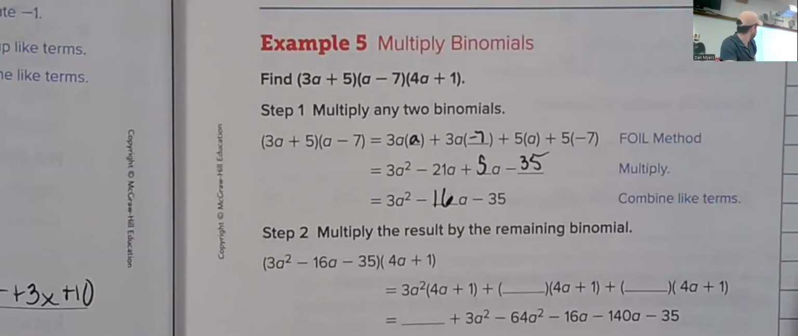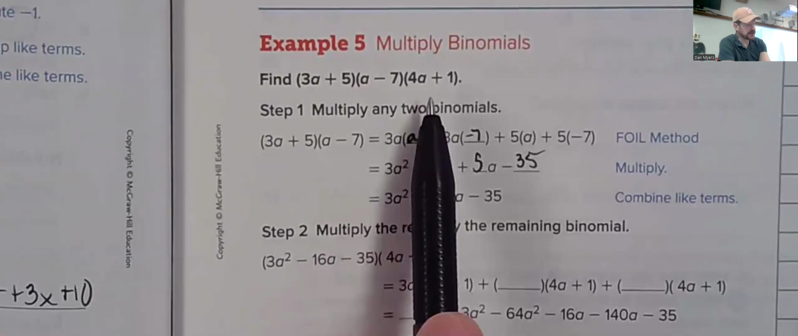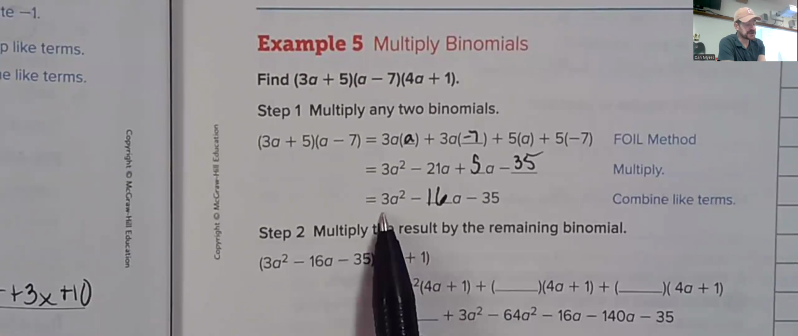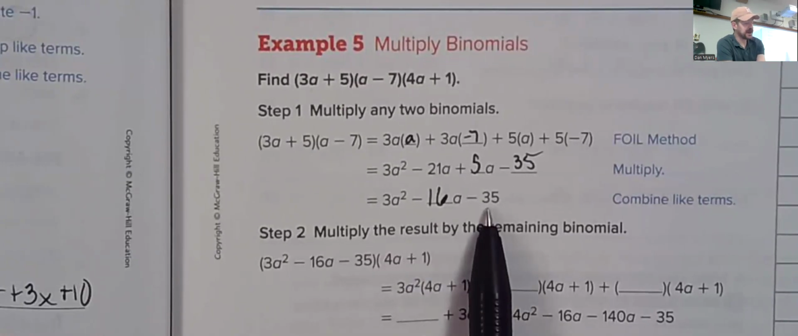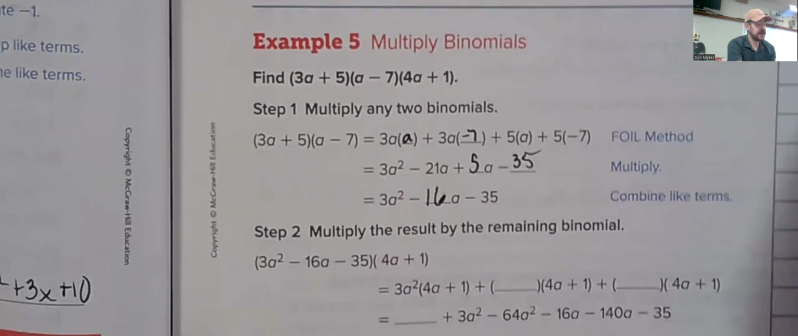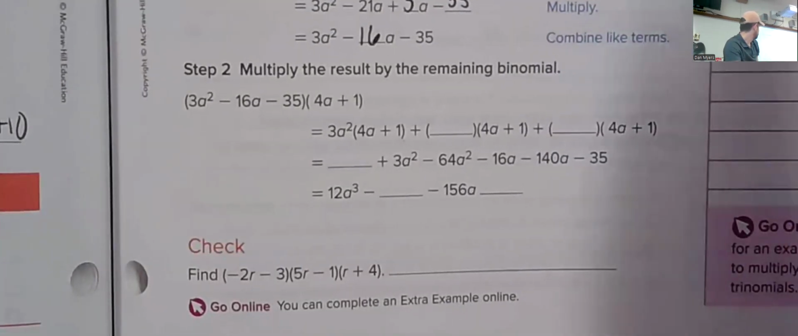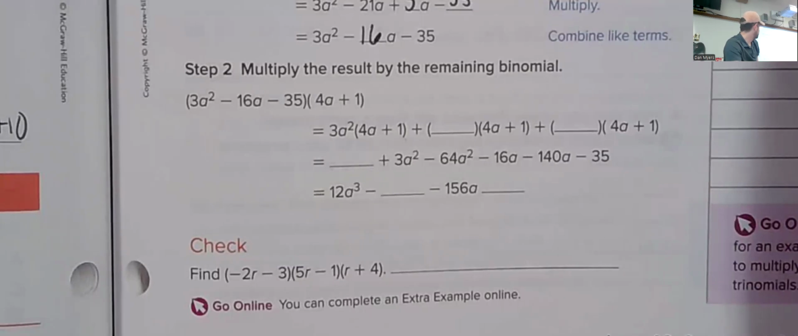However, there is a third binomial. So now that you have this quadratic trinomial, you're going to multiply it by 4a plus 1, which means everything in the first set of parentheses multiplies by everything in the second set of parentheses.